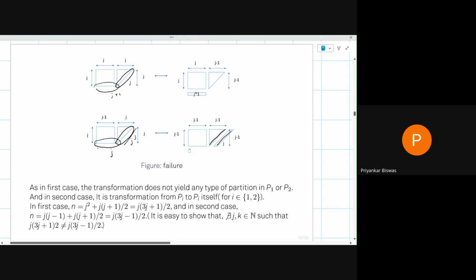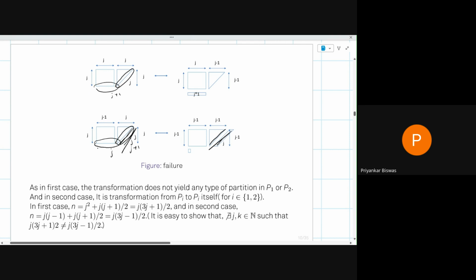Here the picture is wrong. You cannot actually make a partition. If you cut J points from here and try to fix it here, you will get J many points here and J plus 1 here. So you cannot fix this. This would make something like this, which is not valid, not a proper graph at all. Is it okay? Yes, sir.